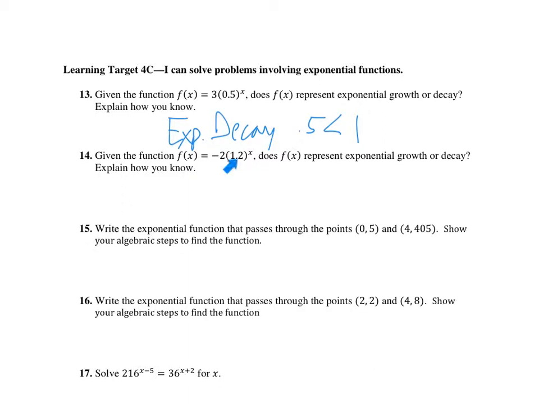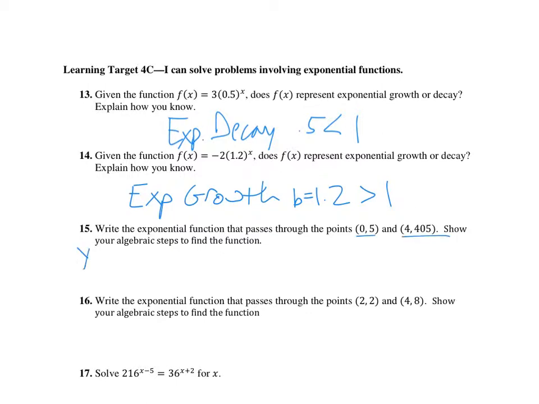This guy right here, looking at the b value, this is going to be exponential growth. Even though it's in the negative direction there, we're still going to call this exponential growth, because 1.2, the b value, is greater than 1. Now we want an exponential function that goes through these 2 points here.